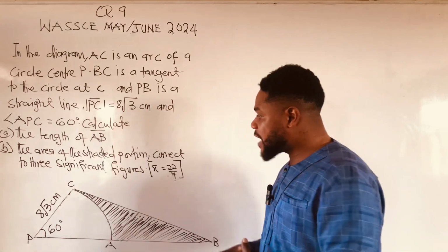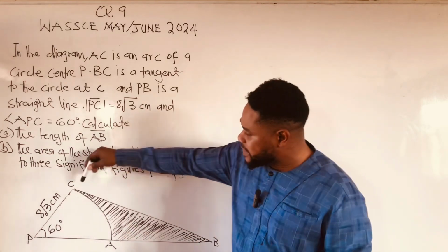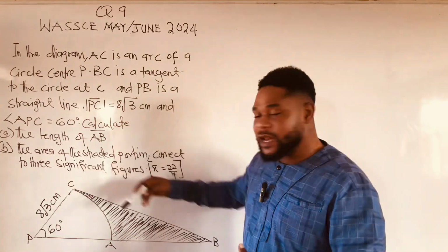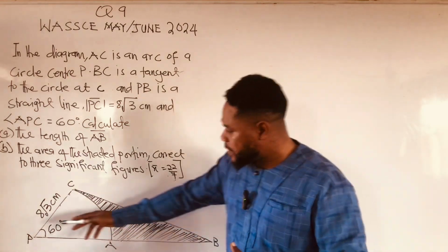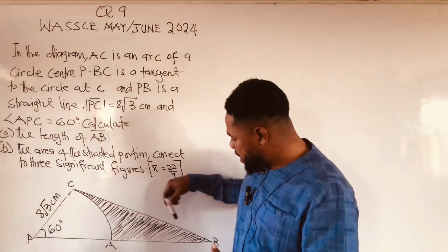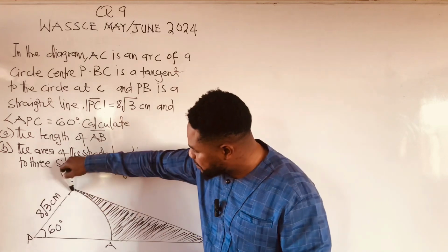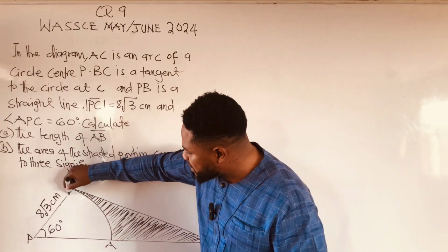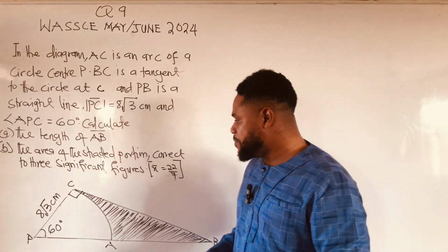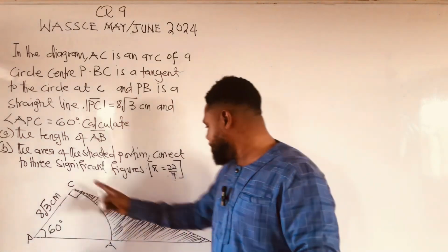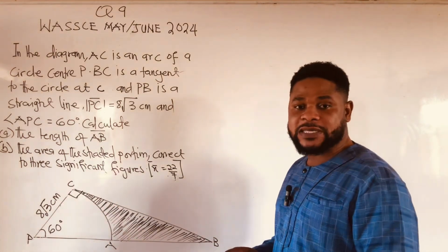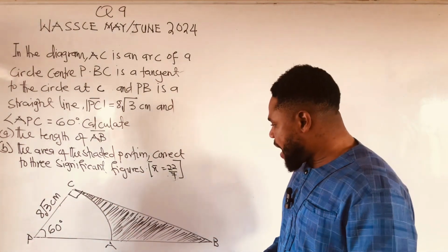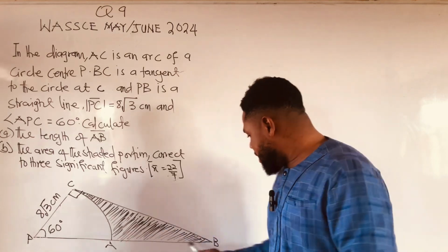PBC is a tangent which meets the circle at C. Now, anytime we have a tangent and we have a radius, where the tangent and the radius meet, an angle of 90 degrees is formed, which makes triangle PCB a right angle triangle. We have been asked to find line AB.